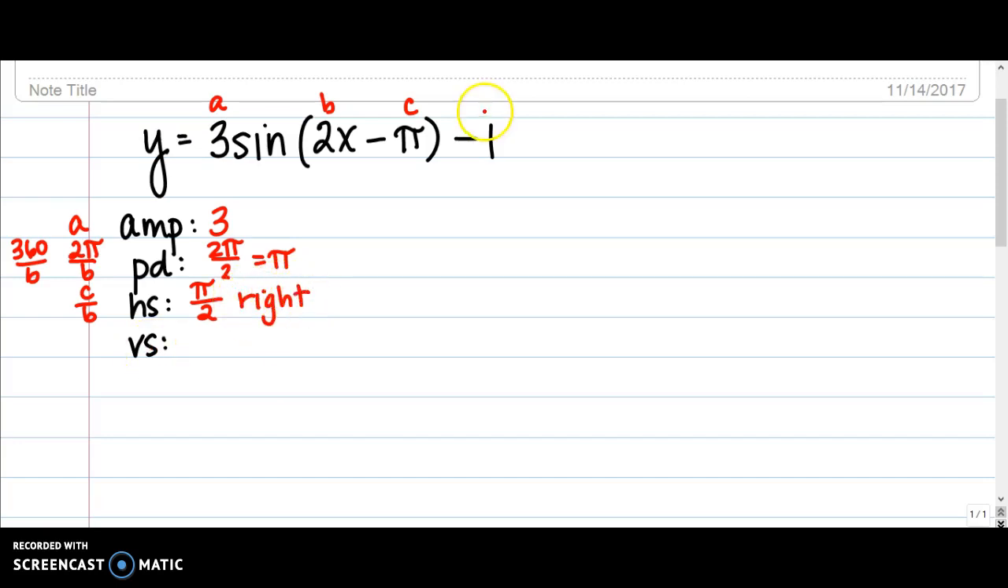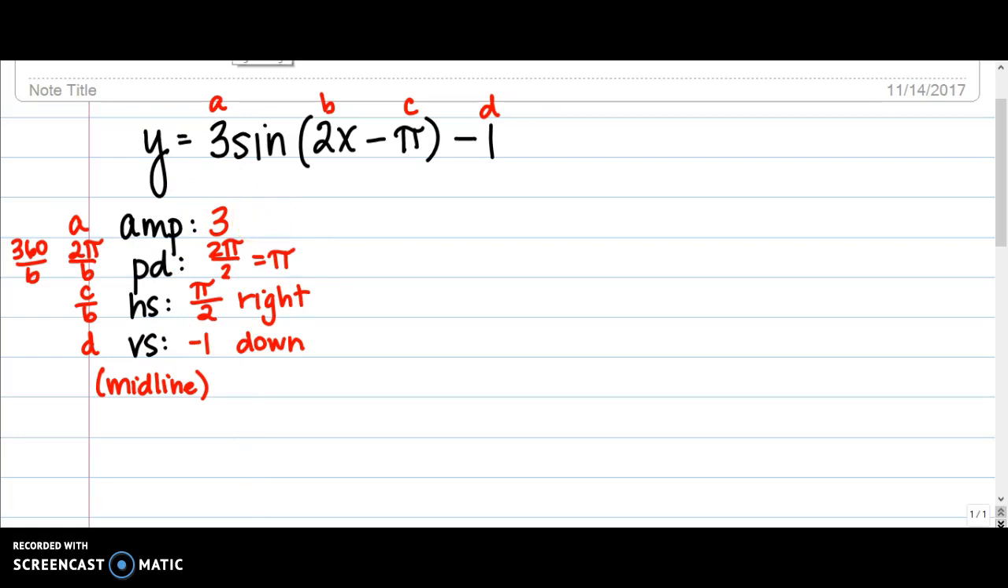And then vertical shift is the d at the end of our equation. That's -1, which means we're going to be moving everything down 1. Remember, this vertical shift we have also been referring to as our midline. Okay, so with those four numbers represented, we are ready to start our graph.